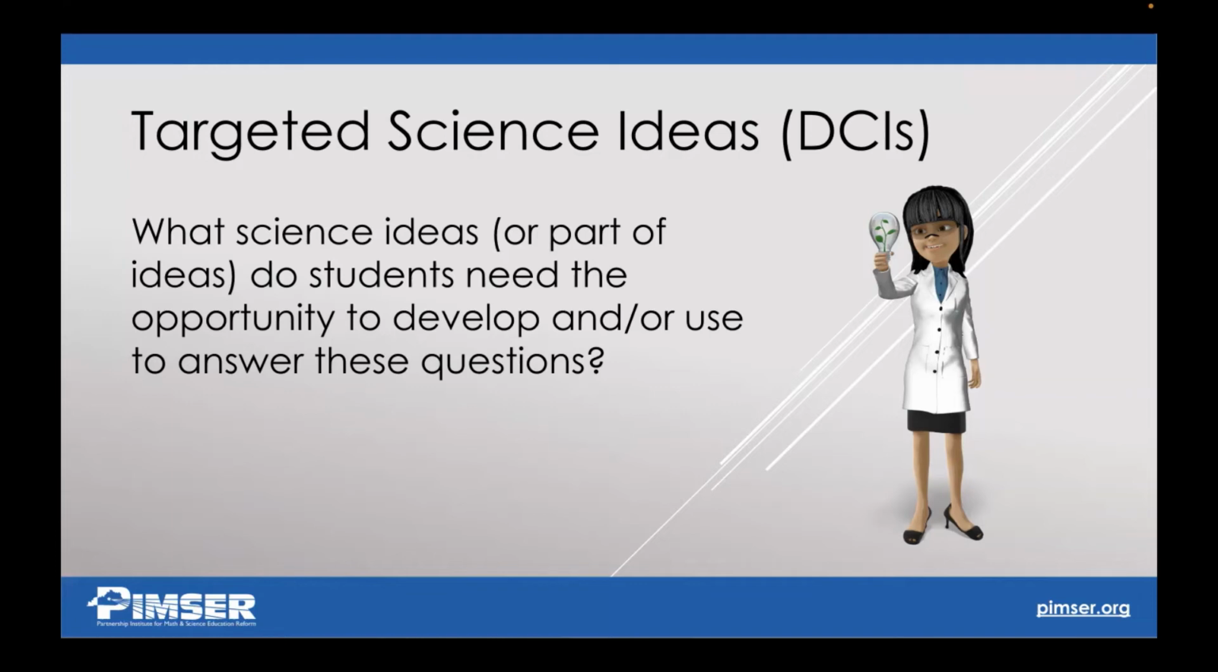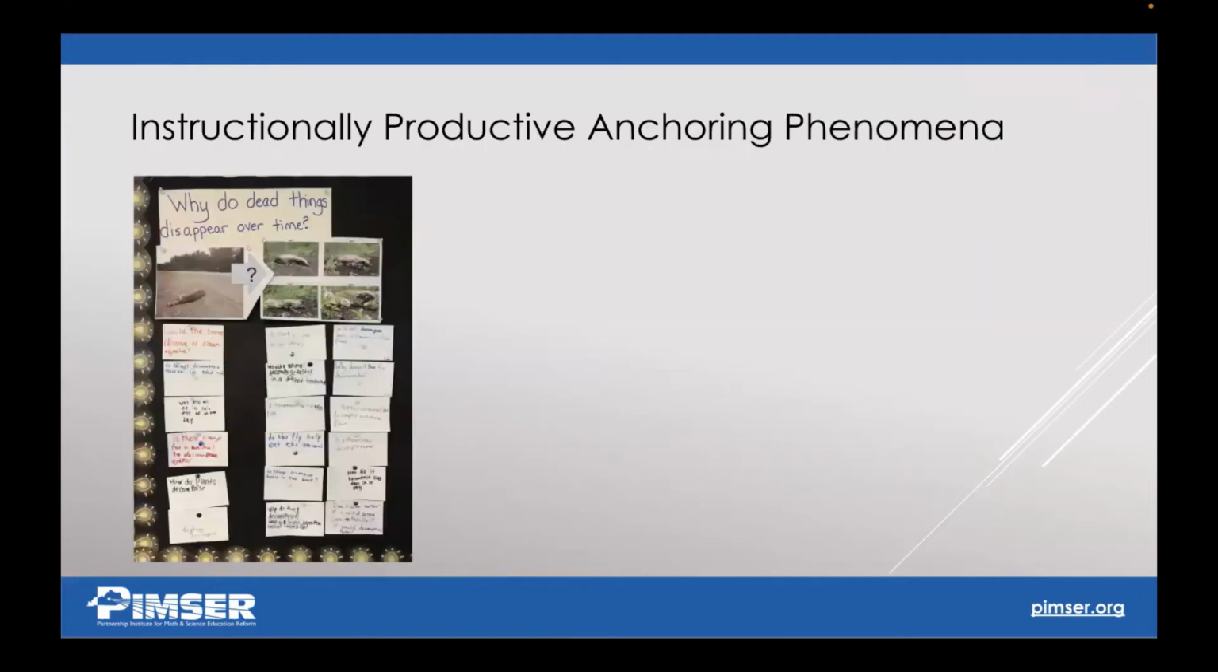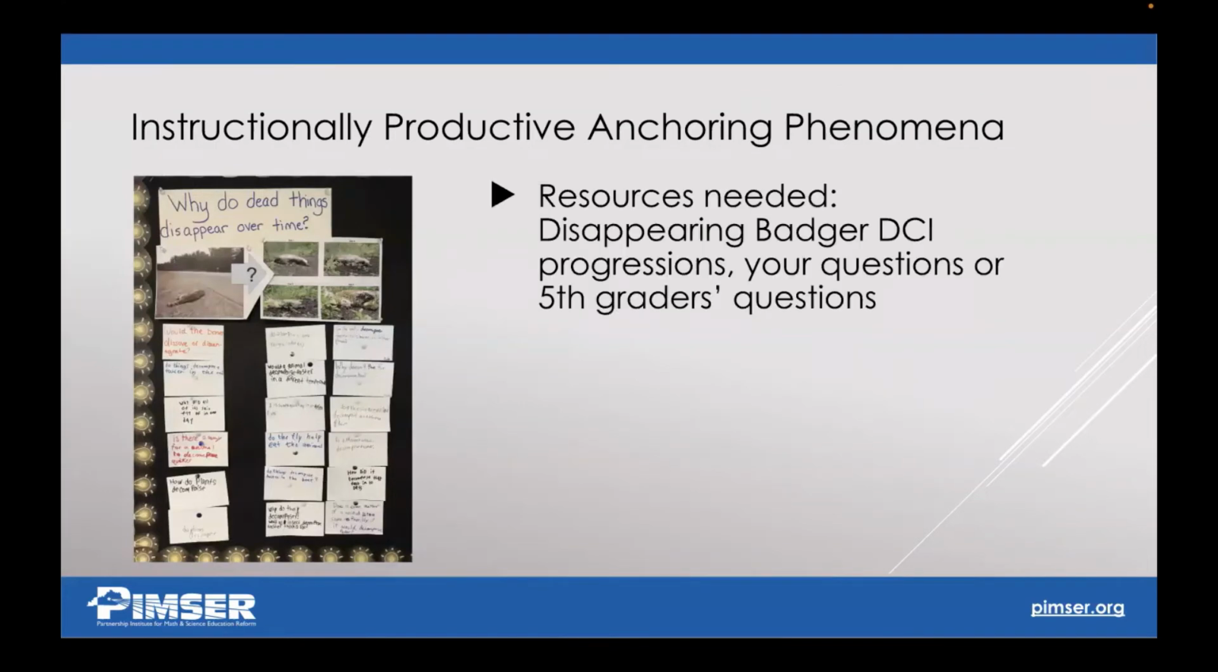So to think about this, these are some materials that you're going to need. You want to access the Disappearing Badger DCI progressions using your questions or the fifth graders' questions that are in the folder. There's also a format where you can cut out those fifth graders' questions. It might make it easier to match them up to the DCIs instead of trying to cut them off of that slide, if you want to do that physical manipulation.